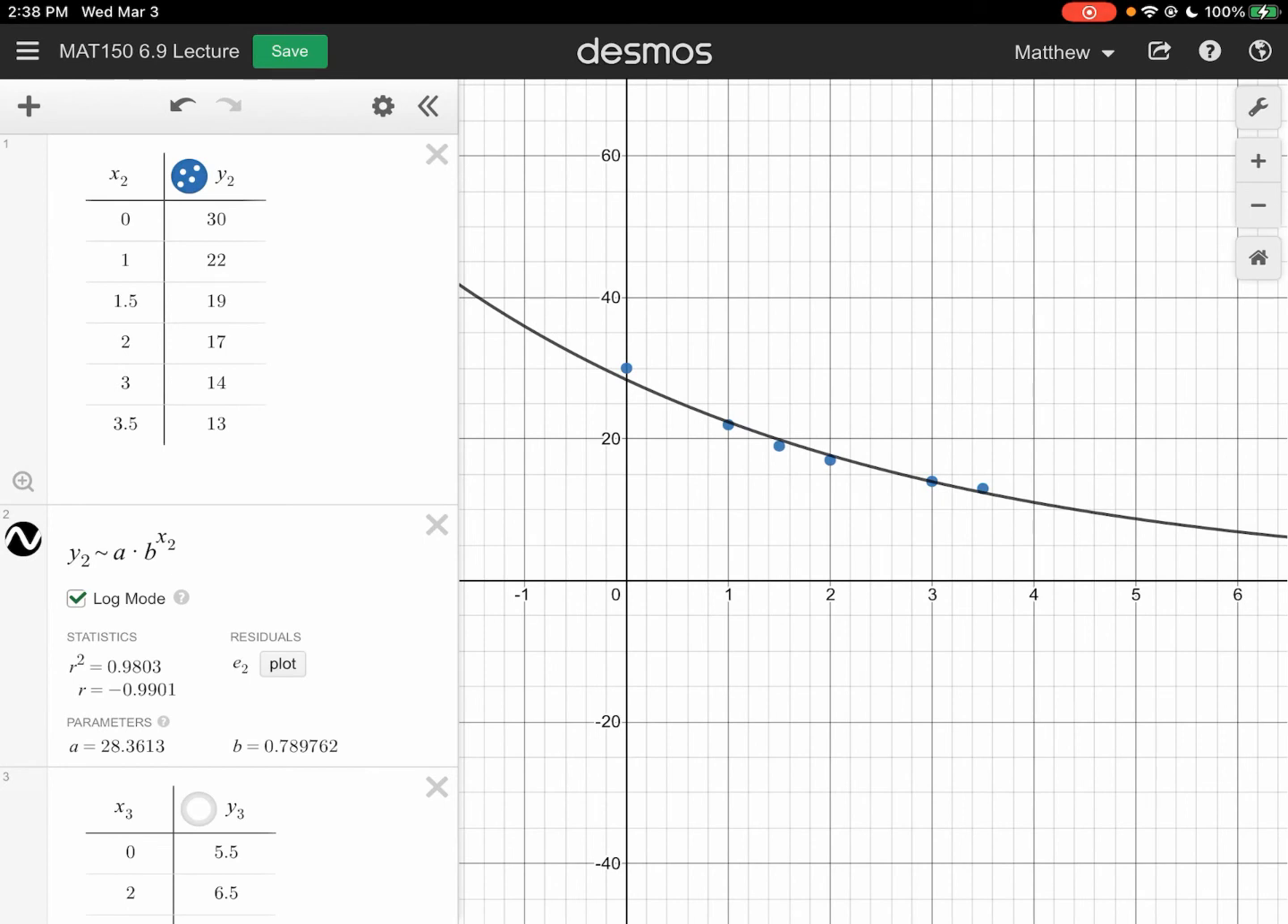Right, when your base is less than 1, you'll have a decaying exponential. So that's what we didn't have to adjust. We just had to type in A times B to the x2, and automatically it gave us a decaying exponential because the data was decreasing. And so B is less than 1.